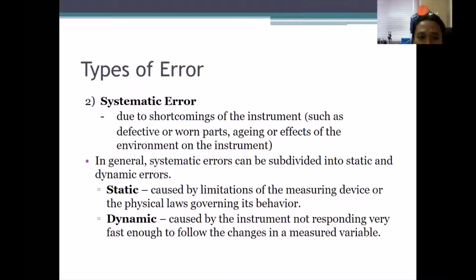The systematic error can be subdivided into two, static and dynamic error, that I mentioned to you. The static error is caused by limitation of the measurement device or physical laws governing its behavior. And the dynamic error is caused by the instrument not responding fast enough to follow the change of the measured variable.